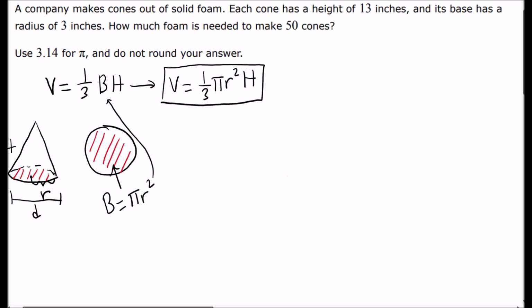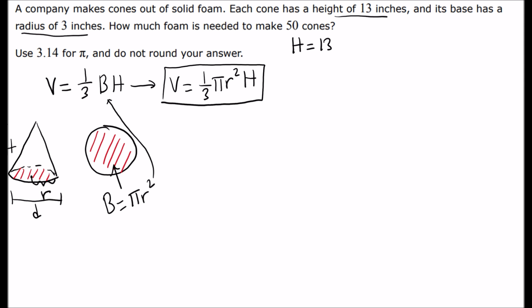All right, so they said that the height is 13 inches, so we got the height is 13 inches. The base has a radius. That's the radius, so that means we don't have to cut it in half. So we got the radius is 3. And then, how much foam is needed to make 50 cones? Okay, so we got volume equals 1/3 pi times radius squared times height.